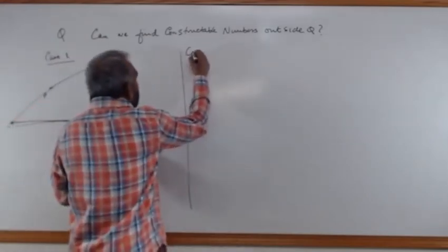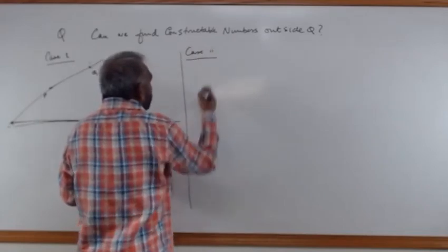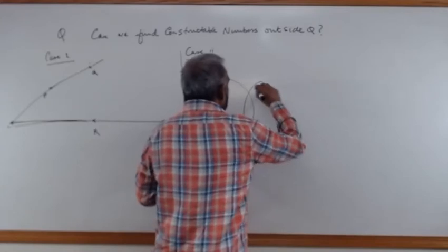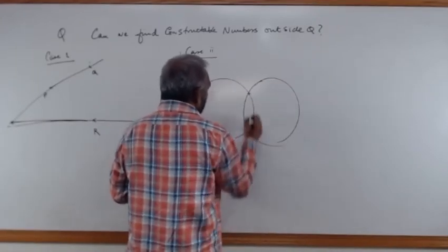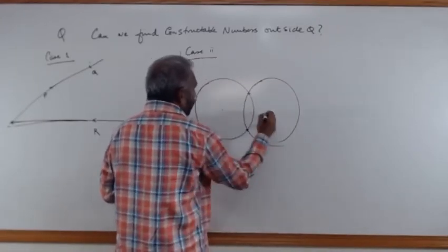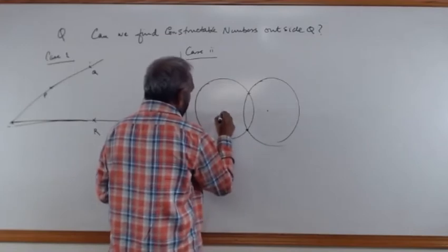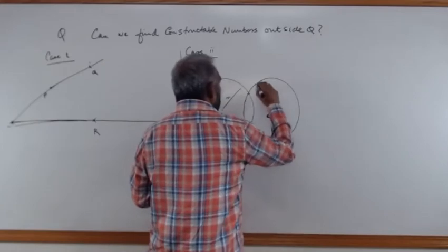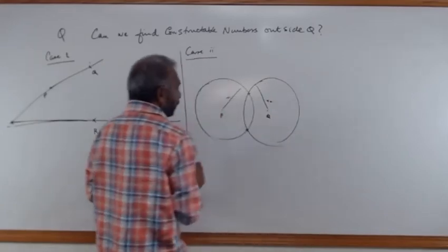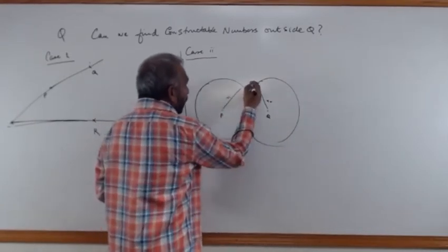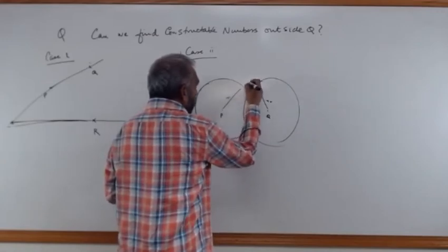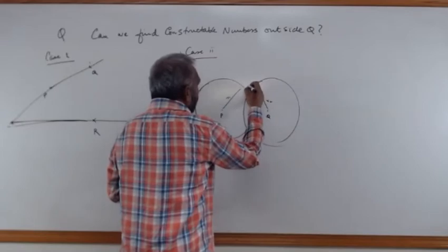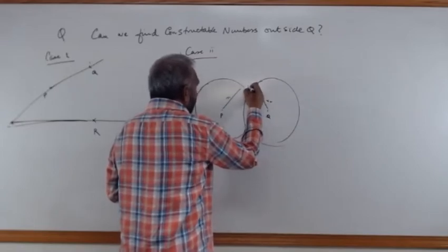Case 2, you can draw a circle and another circle. Then you can get 2 points here. You know only these 2, P and Q, and this R, R1, R2. But still you can get 2 different points. That is probably R and S.